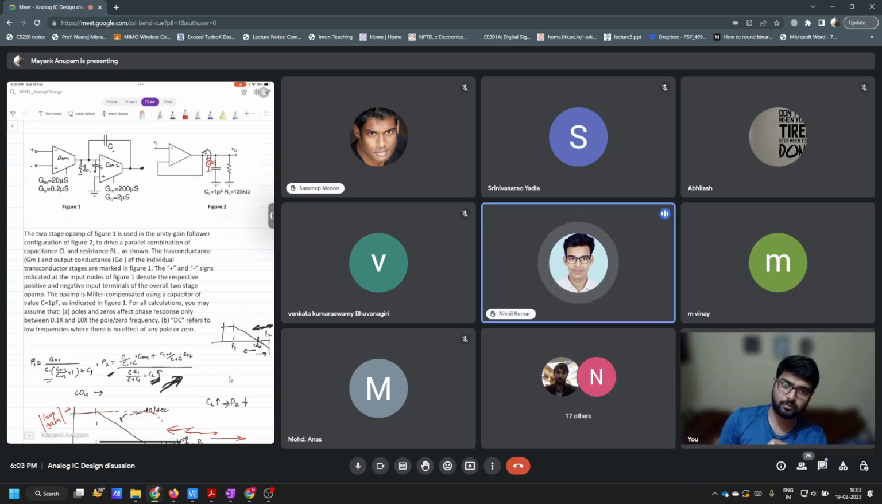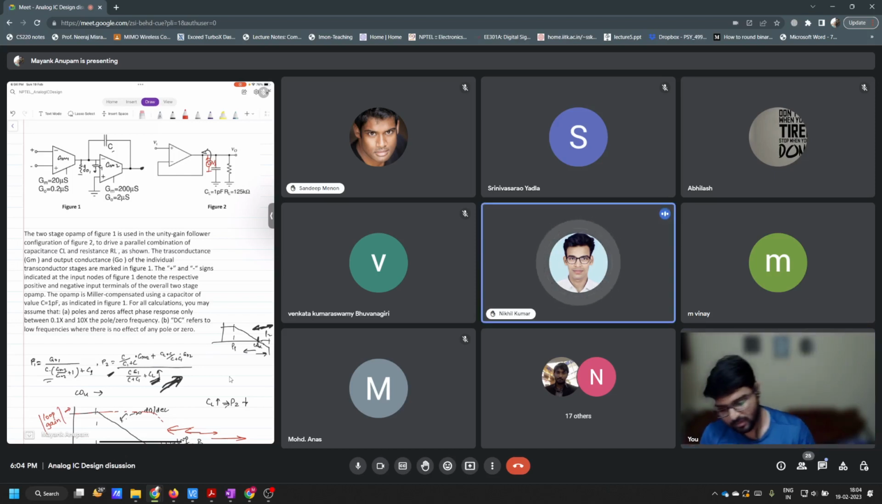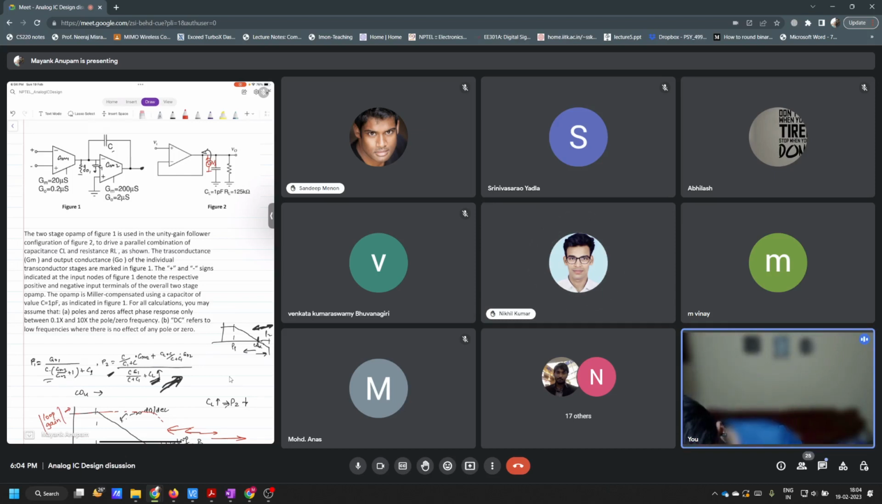So in this condition, the capacitor will be open only, right? Sir, which capacitor will be open? Like the Miller effect capacitor. No, no, it will not behave like open. The capacitor will be open, this is exactly the same as this, right? This is the condition, yeah.